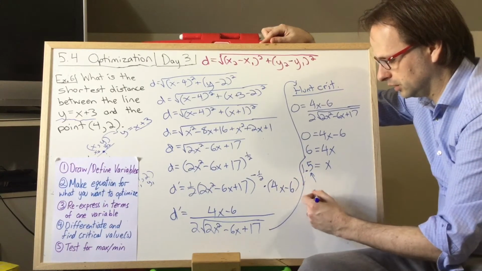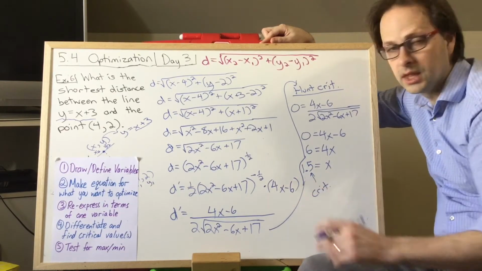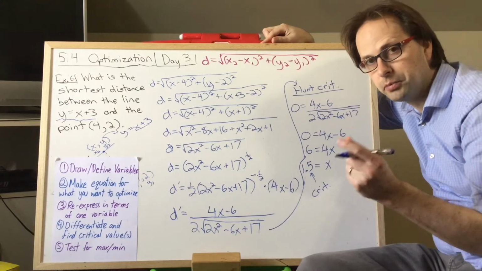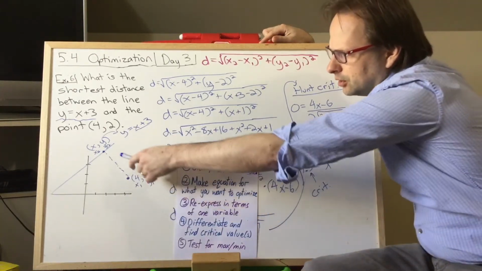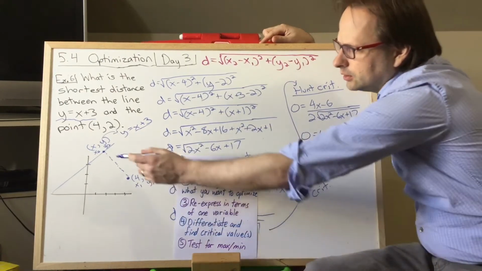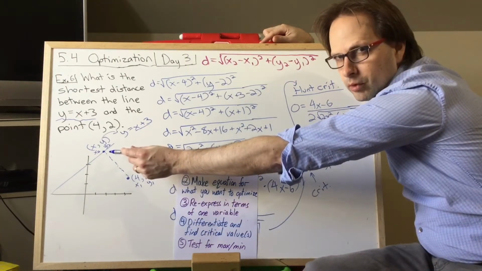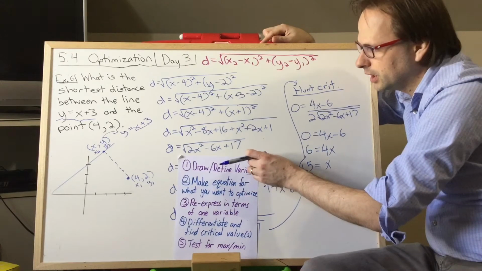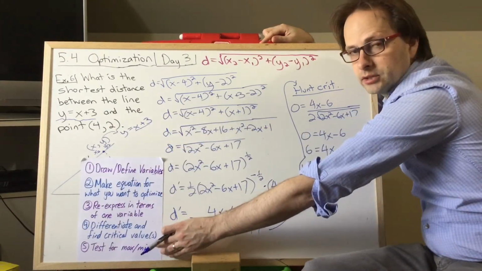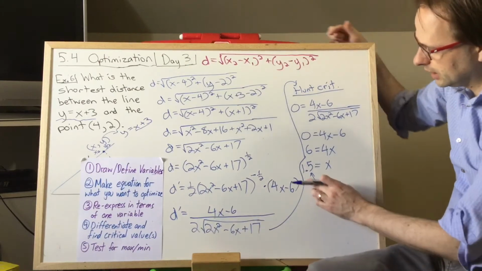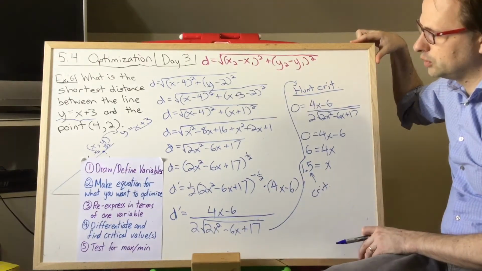Now we know that's our critical value. It either makes distance as small as possible or as big as possible. We can tell from the sketch that it's going to make it as small as possible, and it does look like a reasonable point for us on the sketch where x is 1.5, but we should confirm that we actually have a minimum. So now that we have this critical value, let's go and do a test.